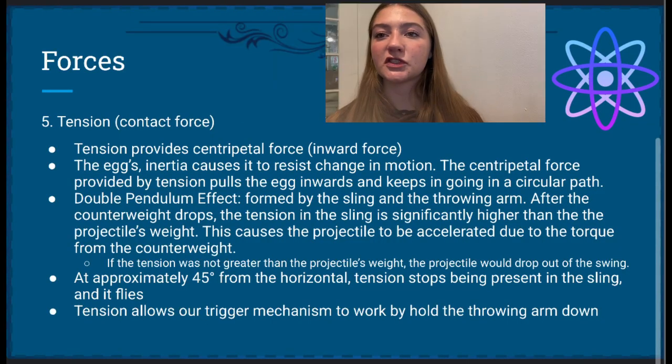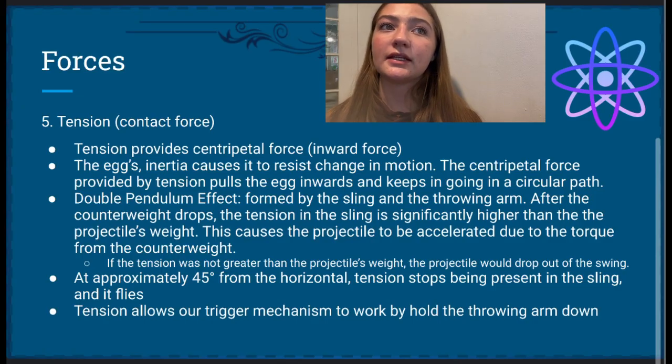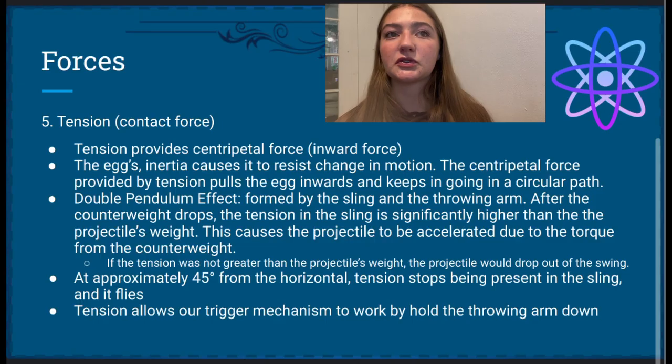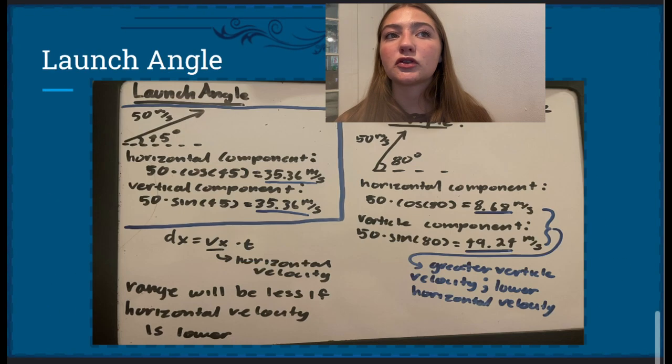The next force is the force of tension. Tension is a contact force, meaning that tension has to be touching an object in order to cause it to accelerate. The tension provides centripetal force, which is inward force. The egg's inertia causes it to resist the change in motion. The centripetal force provided by tension pulls the egg inwards and keeps it going in a circular path. The double pendulum effect is formed by the sling and the throwing arm. After the counterweight drops, the tension in the sling is significantly higher than the projectile's weight. This causes the projectile to be accelerated due to the torque from the counterweight.